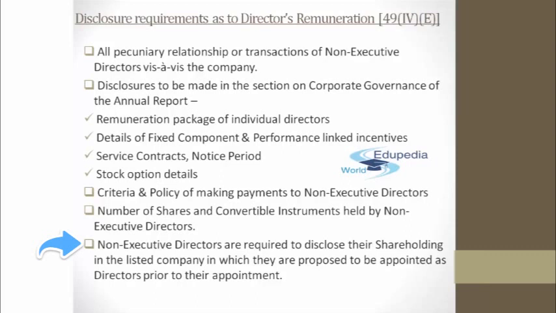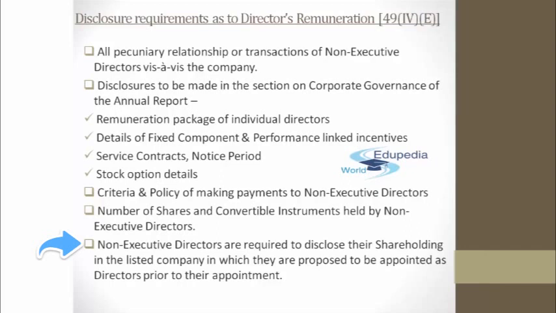You need to do that because you're already holding some of the shares of my company. So in that case, you won't be the one who will be non-executive because you already have some interest in my company. So non-executive directors are required to disclose their shareholding in the listed company in which they are proposed to be appointed as directors prior to their appointment. These details should be disclosed in the notice to the general meeting called for appointment of such director.